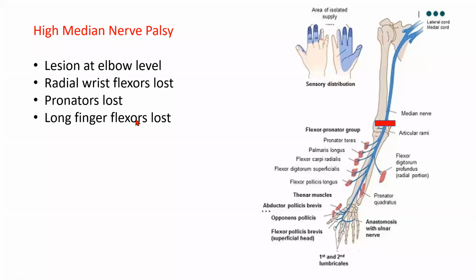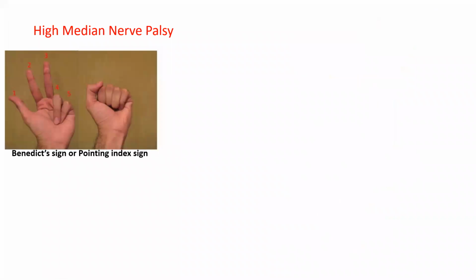The long finger flexors, the FDS for all fingers, or the 2 to 5 fingers, and the FDP for second and third finger, they are lost, right? So how to check them? The sign here is, there is one more test called the Ochsner's clasping test. If you ask the patient to clasp both hands like this, the affected 2 fingers will stand out like this, right? This is called Ochsner's clasping hand because they have lost the long finger flexors for the index and the middle finger.